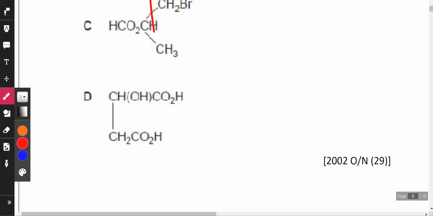Any idea? Rida, Minahil, any idea? I think the first one. Okay, because if you draw carefully, there's a C with an H and an OH branch, connected to a carboxylic acid group. Also this one, because the rest have either O2 or H2 attached to them, so they cannot be chiral.